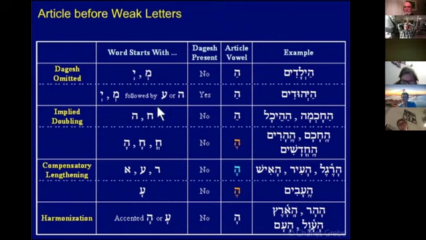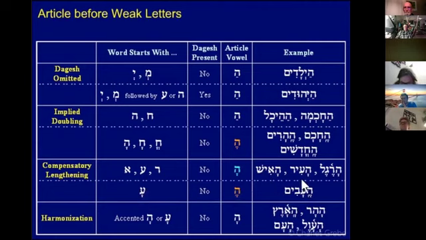Okay, so strong gutturals produce implied doubling. Weak gutturals produce compensatory lengthening. Again, you can't double them, but what you get is a lengthening of the vowel that precedes it. So with ish, for instance, meaning man, you have ha'ish, where the ha, the patach, changes to a kametz. There's no doubling here, and so it lengthens there.